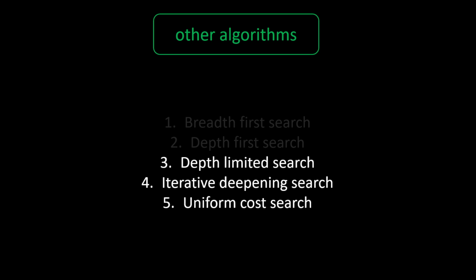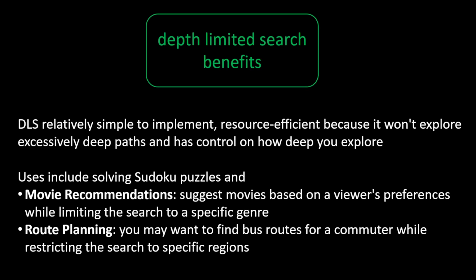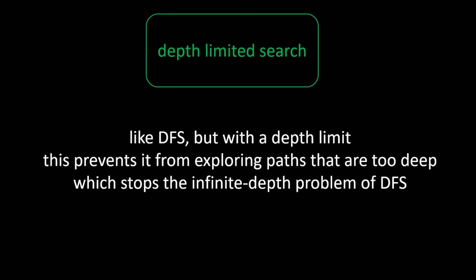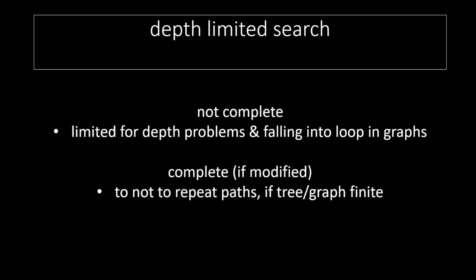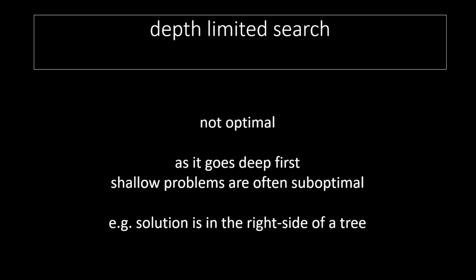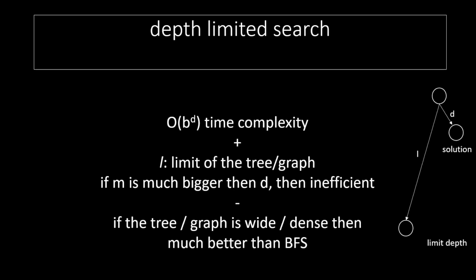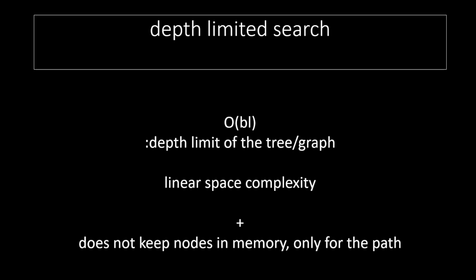The other algorithms we've got are depth limited search, iterative deepening search, and uniform cost search. Depth limited search is pretty much the same as depth first search, except there's a limit. So we really have the same efficiencies except using the limit rather than the maximum. You'll see the exact same details as depth first search, except we change the maximum to the limit when we're looking at the statistics. Again, linear complexity on space.